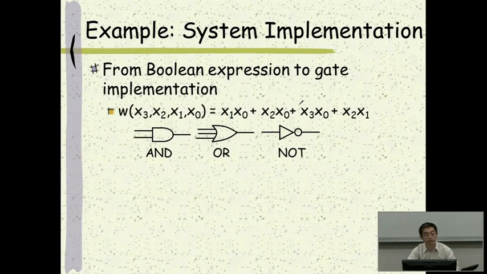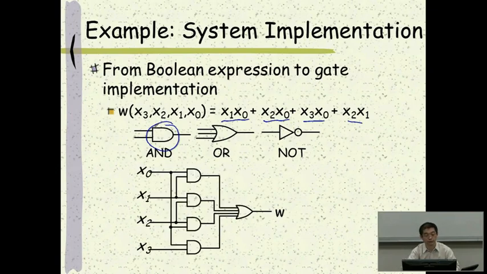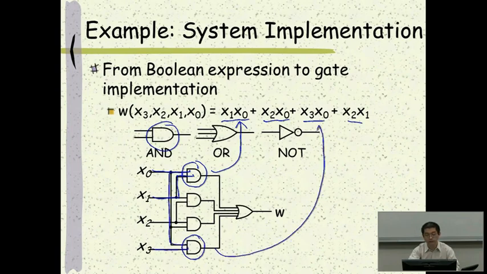For example, this W based on four variables, x0, x1, x2, x3, it is defined as the sum of four terms. Each term is a logical AND. And from here, we can easily draw the logical implementation of this function. So for example, here we have x0 and x1. So this AND gate implements this term. And then the last AND gate takes x3 and x0. So this one implements the third term. And this OR gate implements the sum of these four terms.